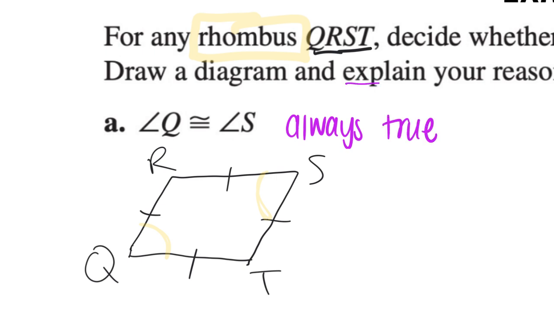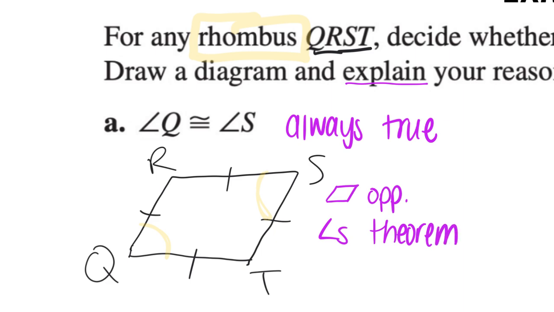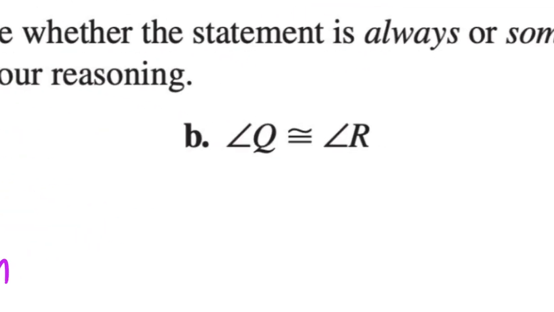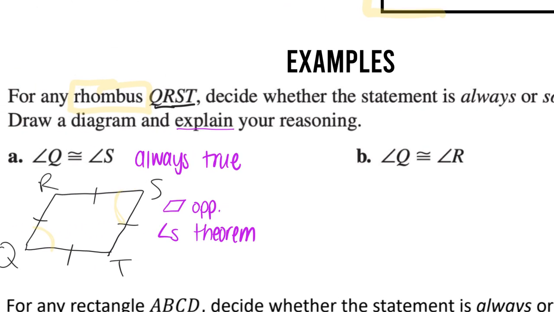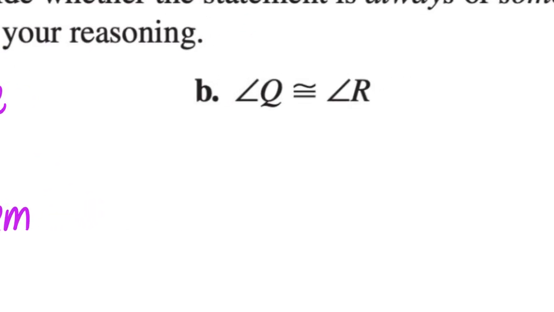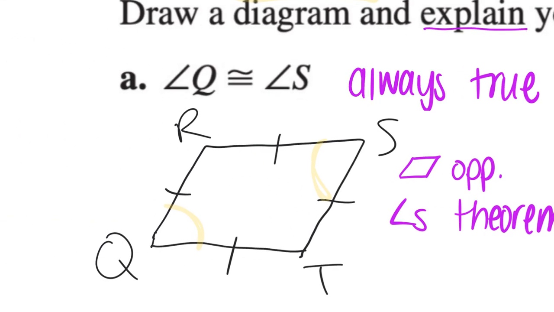And then as far as explaining our reasoning, I will say that that covers the parallelogram opposite angles theorem. That's something we learned before, right? That theorem says that opposite angles will always be congruent. So for the next one, angle Q is congruent to angle R. I think I'm just going to use the same diagram. I'm just going to go over here. If you want to draw a new diagram, that's fine. But let's take a look at that one.